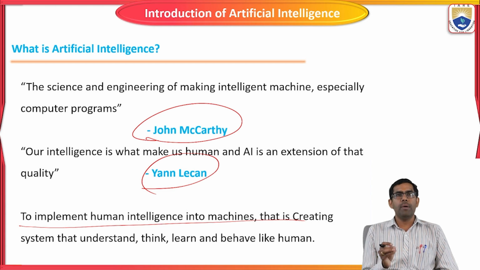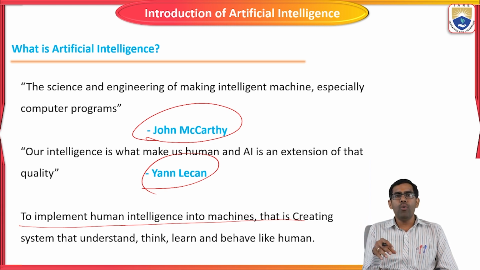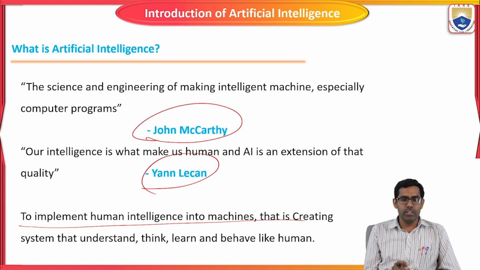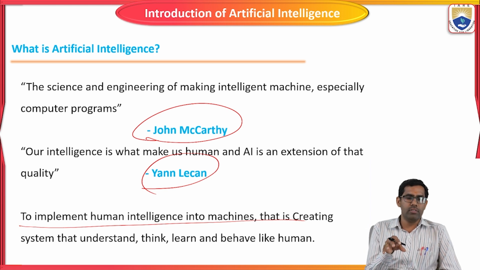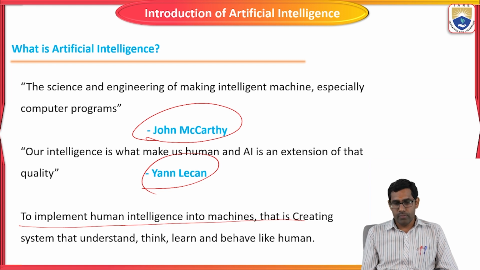So what man is going to put into the machine is that the machine should understand the exact problem. Okay, how will it think about what the exact solution to the problem is, then learn, gain knowledge about the particular problem. So it should think and behave like a human and solve the particular problems. So this is the exact definition, the exact concept of artificial intelligence from the different authors, right?